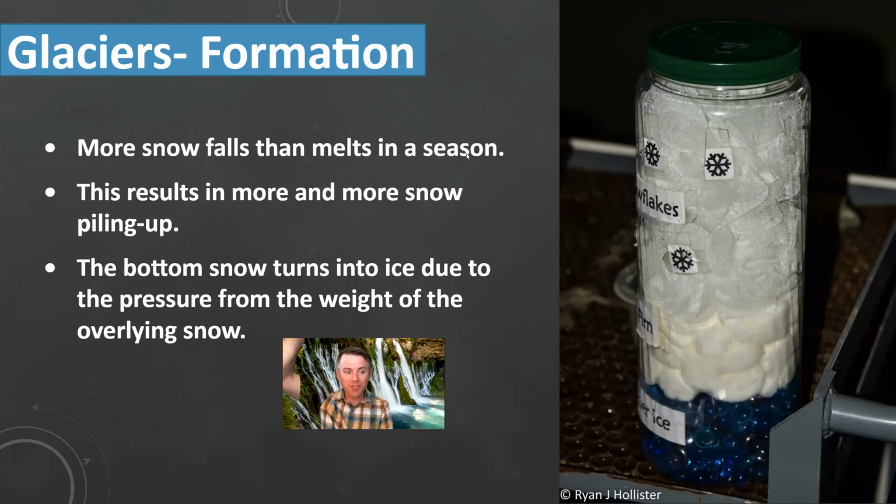All right, so like I said earlier, more snow falls than melts in a season. This results in more and more snow that piles up. And then what happens over time, and I love this model, this is from Alaska when I went a few years ago, in one of the museums there. They made this really cool glacier model out of glass beads, cotton balls, and a shower loofah, where the loofah is like snowflakes. The cotton balls represent an intermediary stage called firn, F-I-R-N, and then this is called glacier ice.